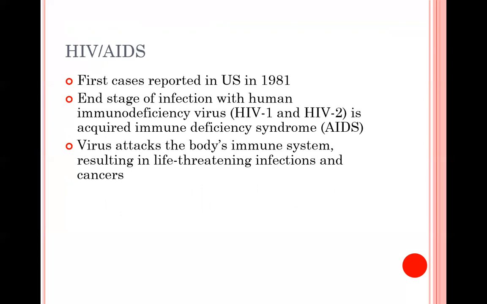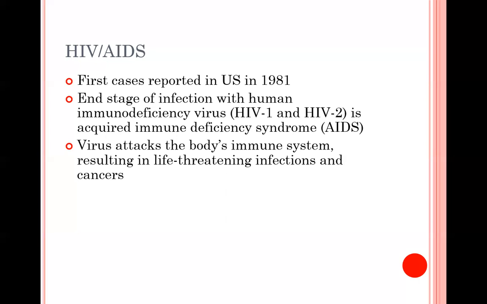So now we'll move on to HIV. The first case of HIV was reported in the US in 1981, and it is an end stage of infection with human immunodeficiency virus, HIV-1 and HIV-2, and then acquired immune deficiency syndrome is AIDS. So first, HIV-1 typically. HIV-2 has some cases in Africa, but it's really very rare in the US. And then it can transfer from HIV to AIDS given certain circumstances, although nowadays it's very well controlled with medication.